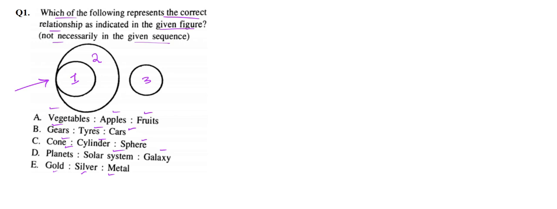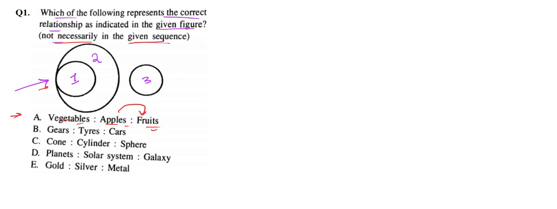So here we have three words in each option, and we need to check which of them maintains the same relationship. Let us begin with our first option, which is vegetables, apples and fruits, and we have been told not necessarily in the given sequence. So we don't need the sequence, we just need this relationship. So we have vegetables, apples and fruits. You know that apples belong to fruits.